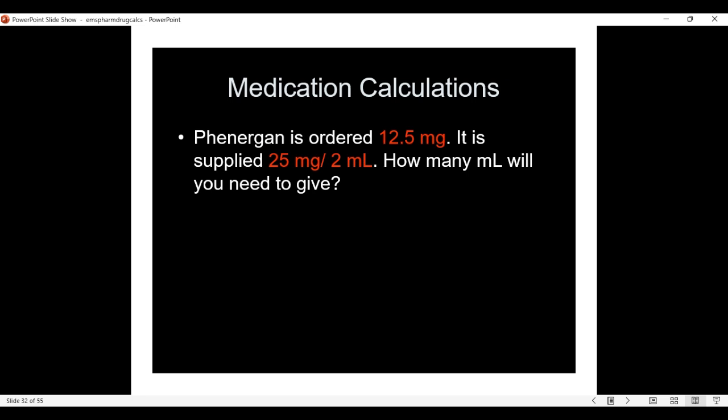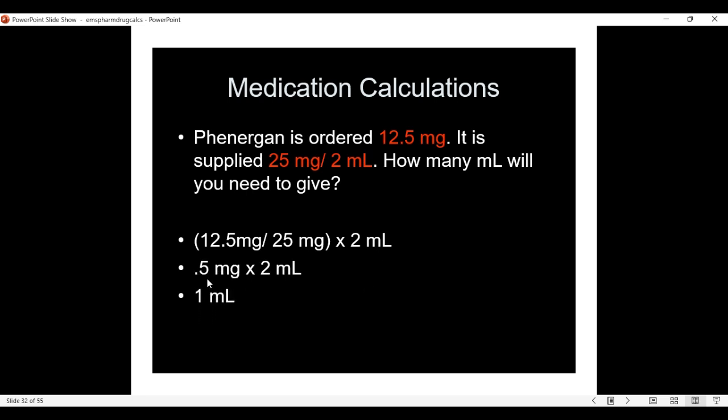So Pentagon is ordered in 12.5 milligrams. It is supplied in 25 milligrams per 2 ml. How many ml are you going to give, right? So first of all, we're going to have to convert this to ml, and then we need to figure out how many we're going to get. So we're going to do 12.5 milligrams divided by 25 milligrams, right? That's our dosage, times 2 ml. 0.5, or it's 1 ml, right?